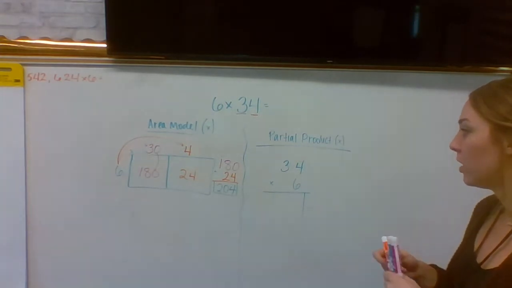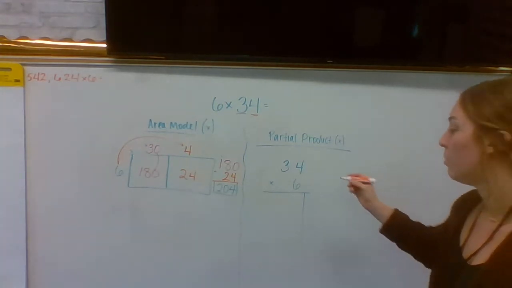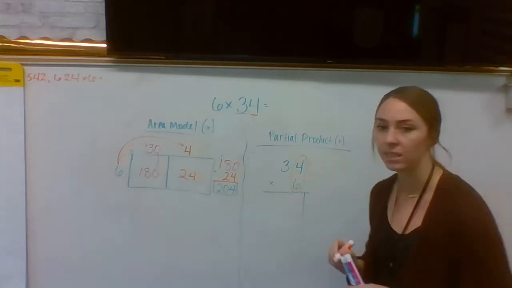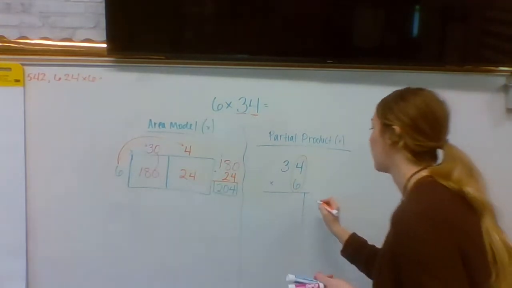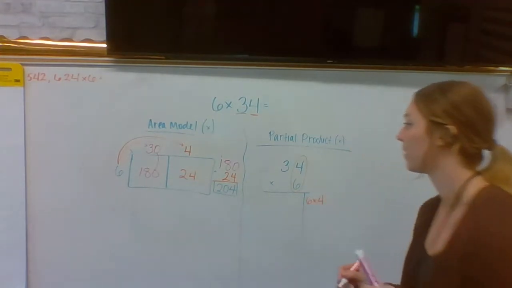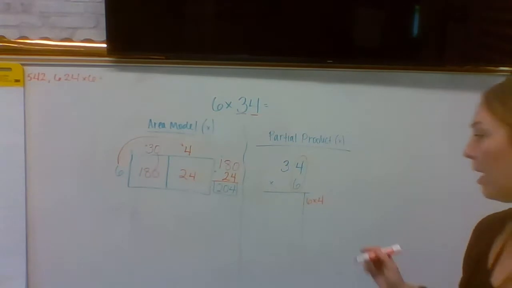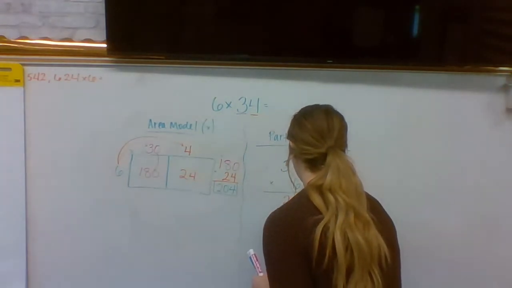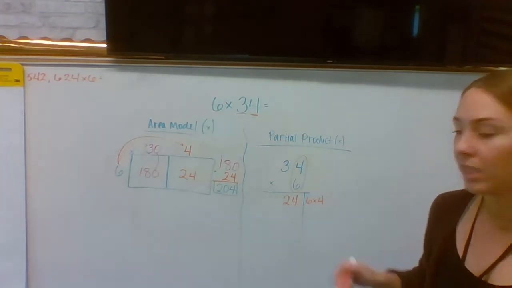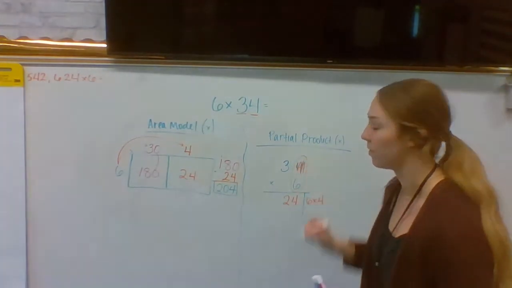So we focus first on the ones place. 6 times the ones place is 4. There's a 4 in the ones place. So I'm going to write that off to the side so I know what I'm multiplying. 6 times 4, if you know your math facts, is 24. Now I'm actually done with that ones place. I do not need it anymore. You can cross it out if you like.